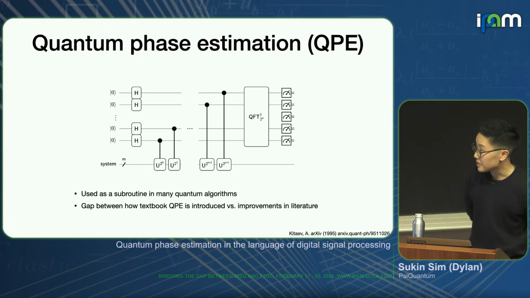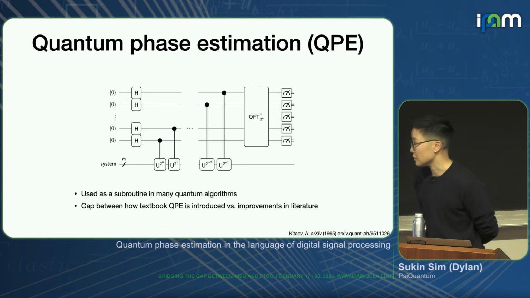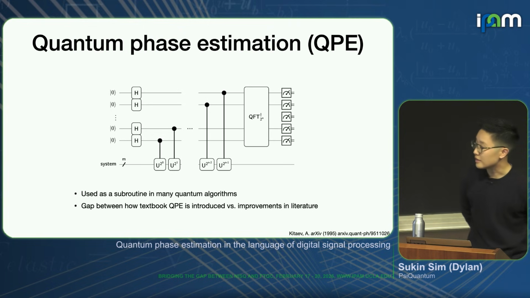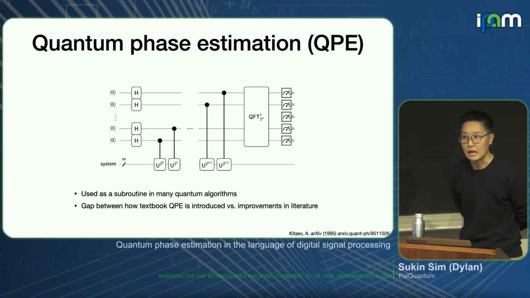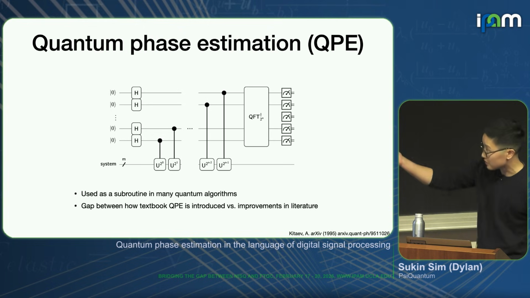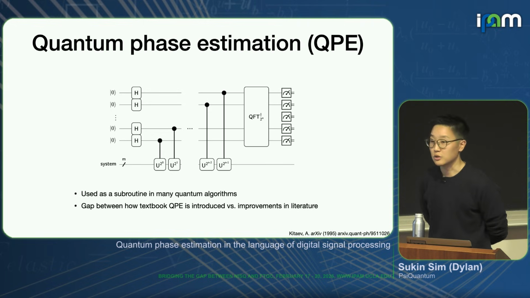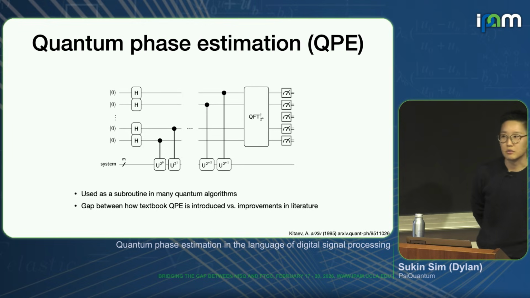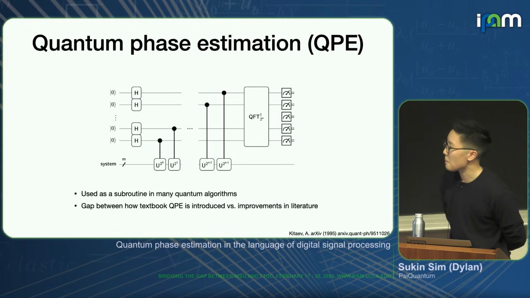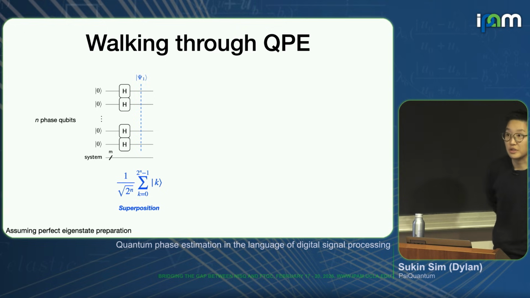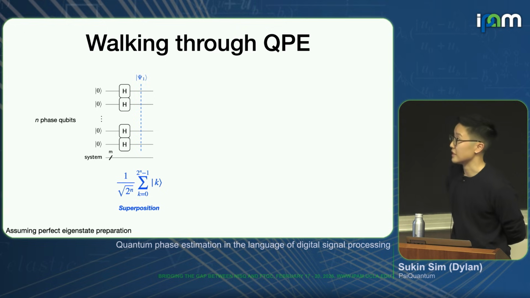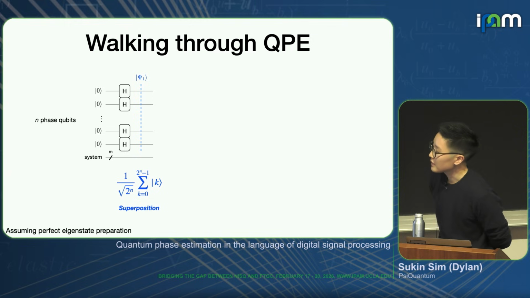I'd say it's an understatement to say that phase estimation is a workhorse algorithm in a lot of fault-tolerant quantum applications. And yet, at least personally for me, there seemed to be a gap between how the textbook version of phase estimation, like the one shown here, is often introduced and how we learn it, versus the more recent improvements that we've been seeing in literature. And so let's review how we often learn phase estimation by walking through the circuit.